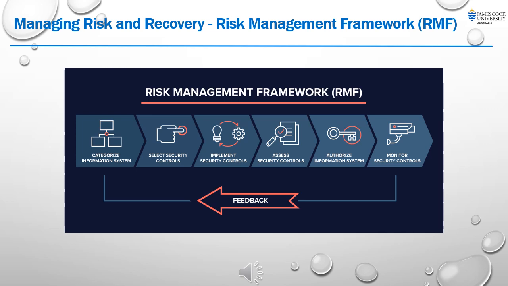Sixth step, monitor security controls. The effectiveness of the security controls should be monitored continuously to ensure that they remain effective over time and respond to changes. The RMF is an iterative process, and as such, it should be updated and adjusted as the organization and environment change. By following this framework, organizations can identify and manage risk effectively, protecting the information system and data, and minimizing any impact of security breaches.